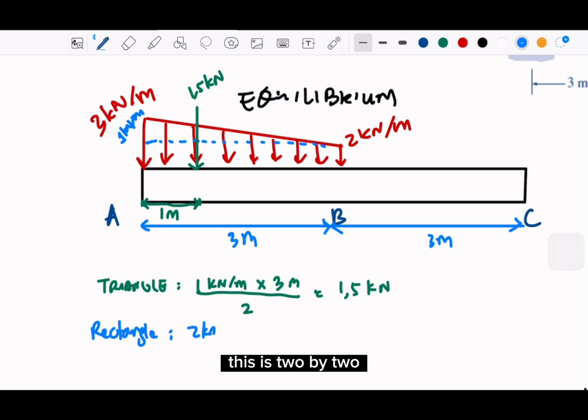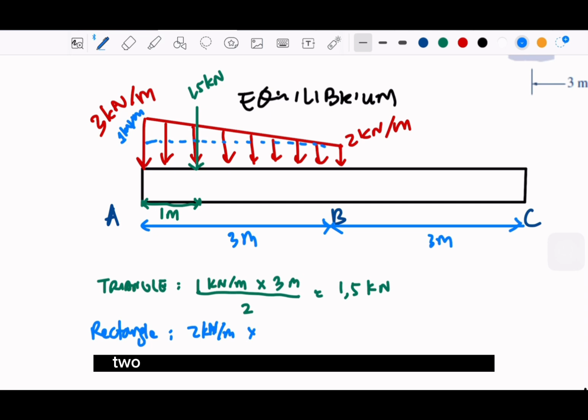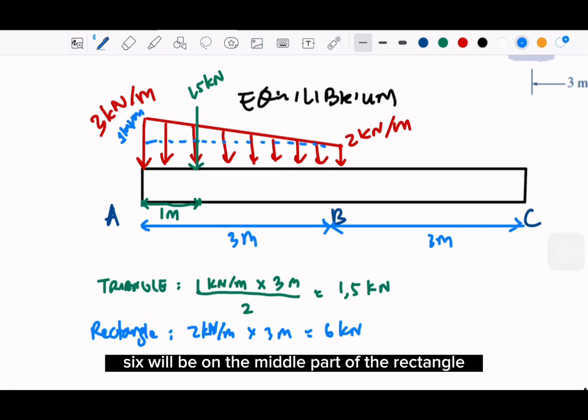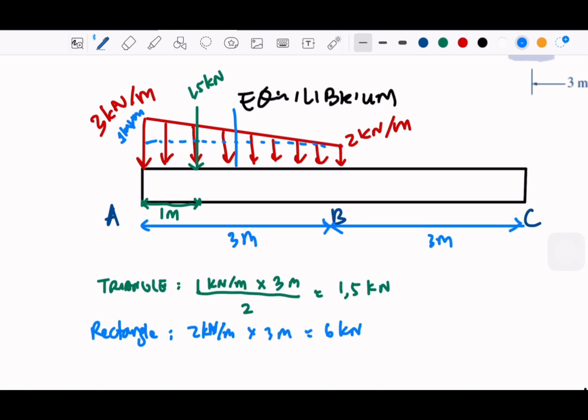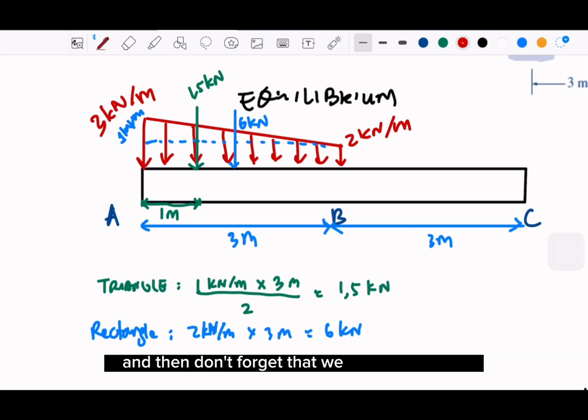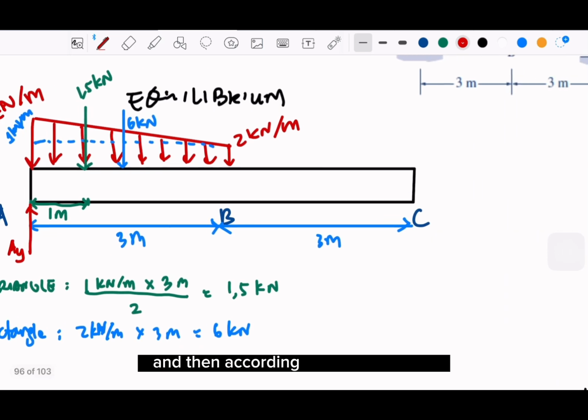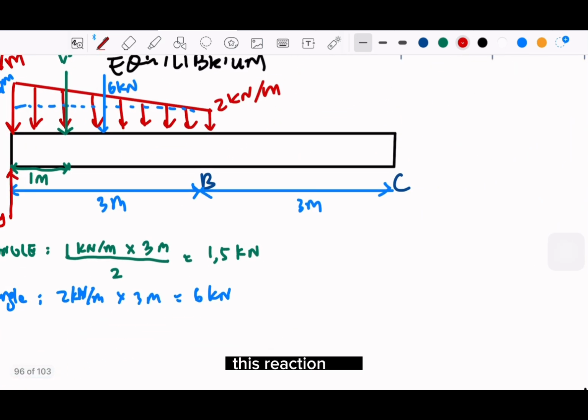And then the rectangle, let me use the light blue. This is 2 by 2, and the 2 will multiply with 3, right? So this will be 6. And where will the 6 be? The 6 will be at the middle of the rectangle, which is here. Okay? And then don't forget that we need to find AY, and according to the picture it is C, right? This reaction on C.